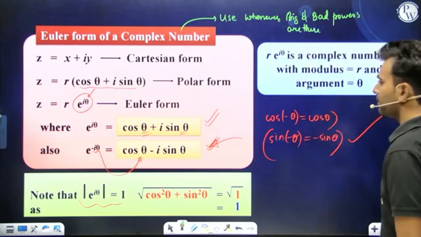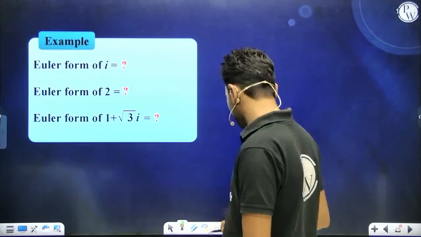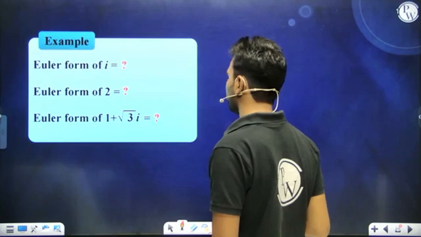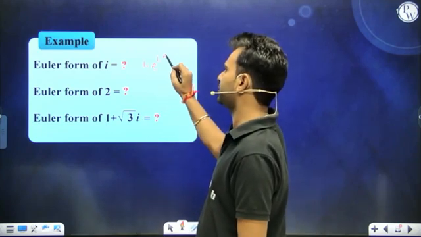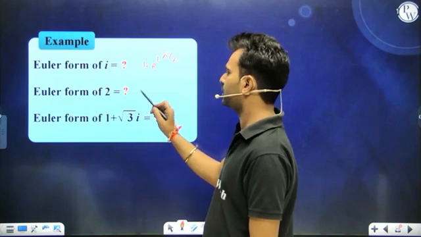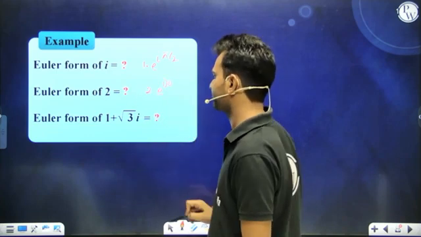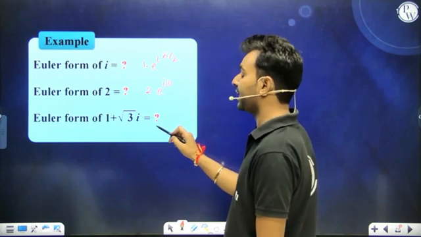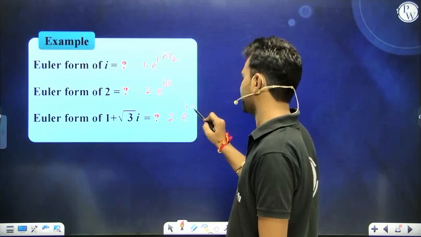Okay. Whenever big and bad powers are there, use this form. Euler form of iota, you must remember this, as it is a very, very important and very basic term. So the modulus is 1 and e to the power I pi by 2. The Euler form of 2: the modulus value is 2 and e to the power I 0. If we talk about this, then argument, you guys know, it is going to be e to the power I pi by 3.